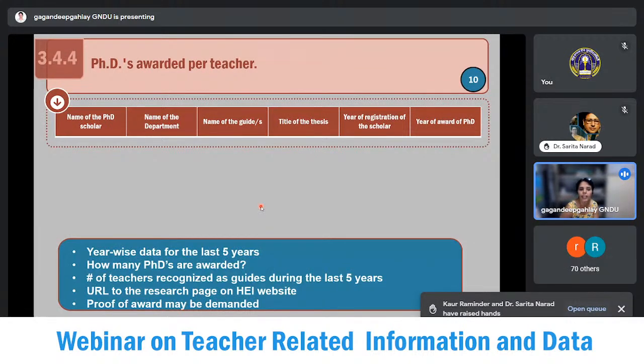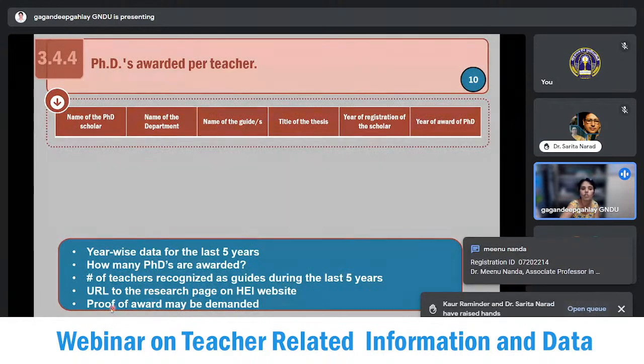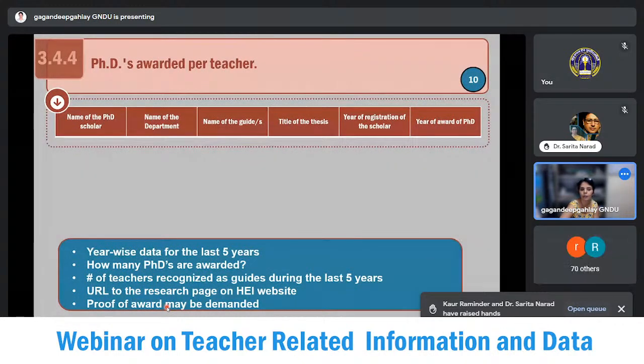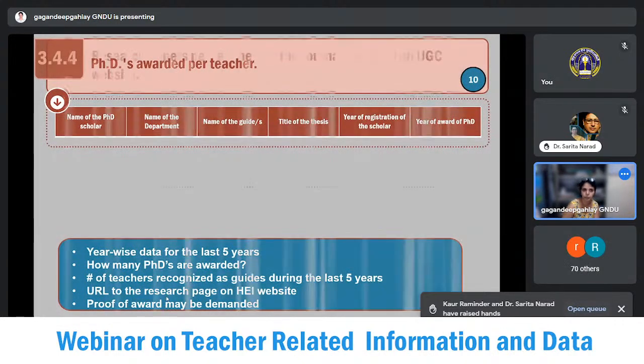you may also give a URL to the research page on your college or institute's website, which will give all this information there also. And then during DVV verification, they may ask you for the proof that such a PhD was awarded. So we have to be ready with those proofs also.